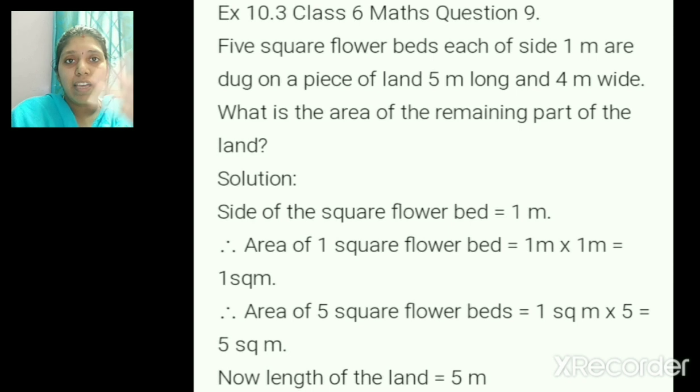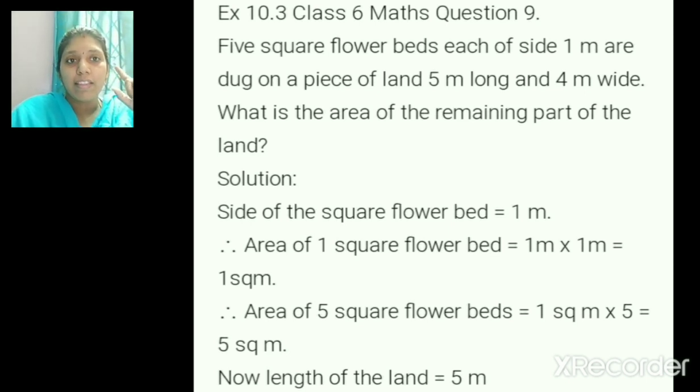For each flower bed, the side is given as 1 meter. They are dug on a piece of land. Dug means what? It is dug into the mud. So 5 square flower beds have been dug on that land, and the side of each flower bed is given as 1 meter.